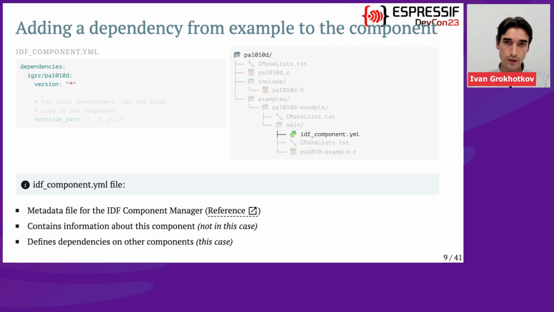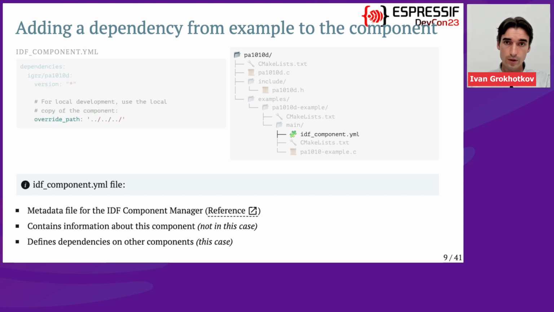Another case is for adding dependencies. In this case, we are specifying that there is a dependency on the component. IGRR is the prefix in my namespace in IDF Component Manager. This is the component name. In this case, I'm not specifying a version, since it doesn't really matter which version of the component we are installing. So this actually adds the dependency on this component.